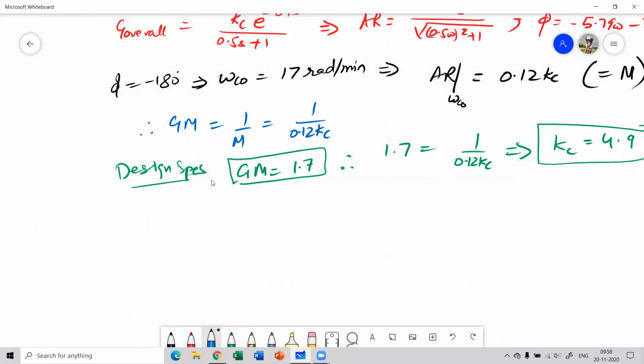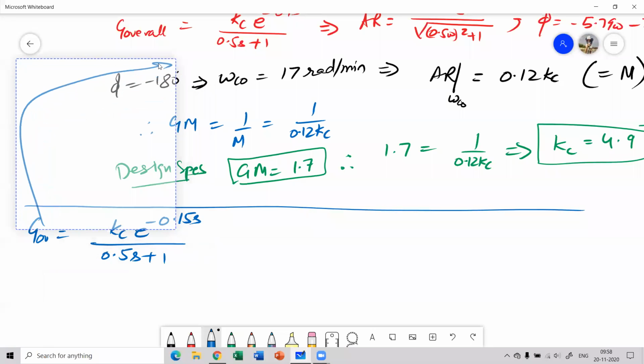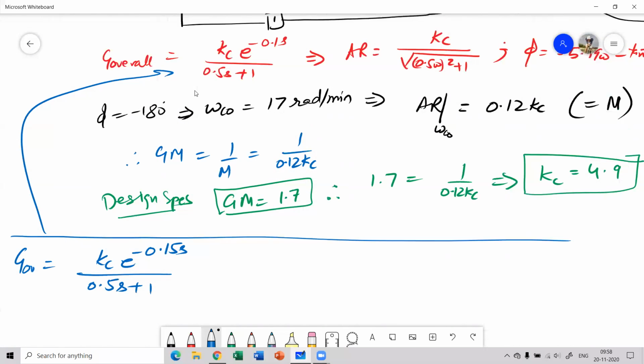So the actual overall transfer function is Kc e minus 0.15s instead of 0.1, it was actually 0.15. That is an error of 50%. Let's consider an error of 50% in the system. Now, instead of 0.1, it was 0.15. So now the overall transfer function is this thing.